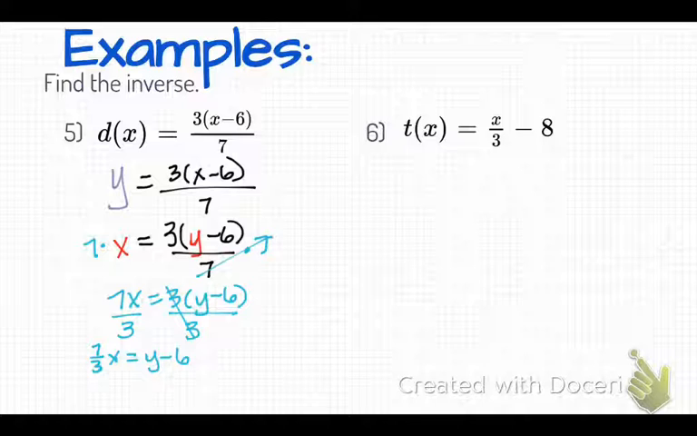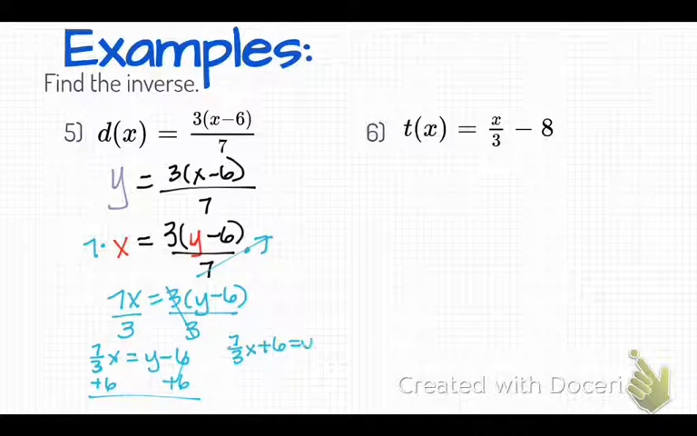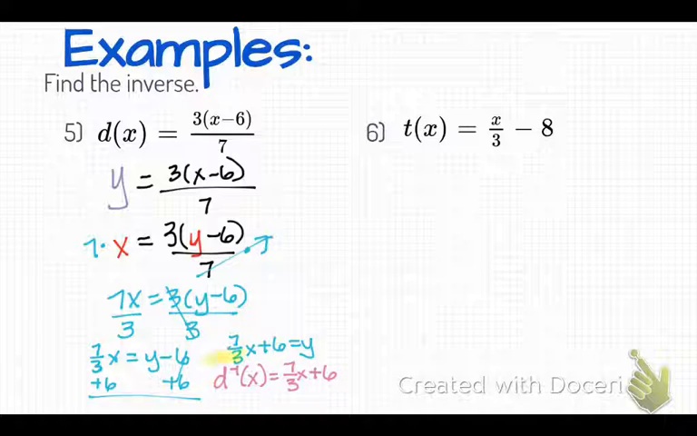Now what do I do? Add 6 to both sides. So I get 7/3 x plus 6 equals y. Is that my final answer? No. I have to change y back, and it's going to be d inverse of x equals 7/3 x, or 7x over 3, plus 6. And now that's my final answer. Can you do the next one, please?